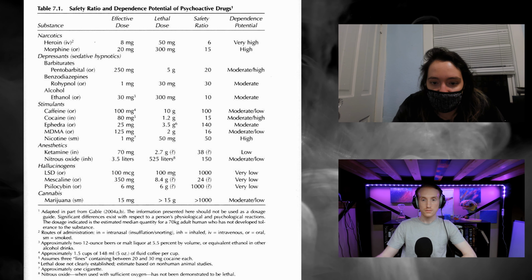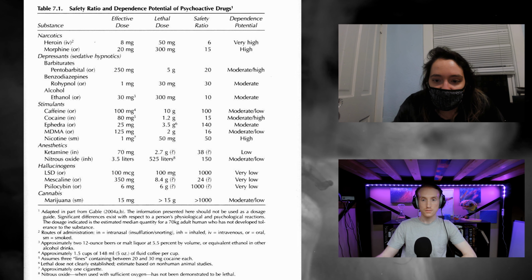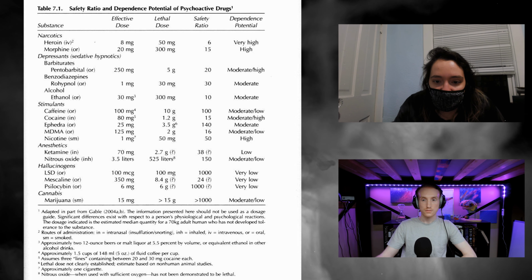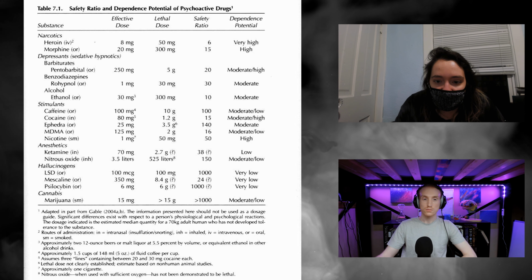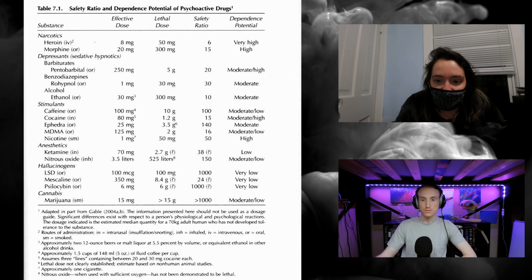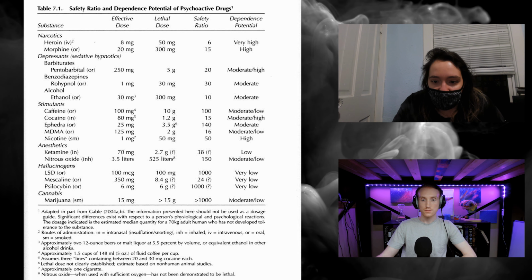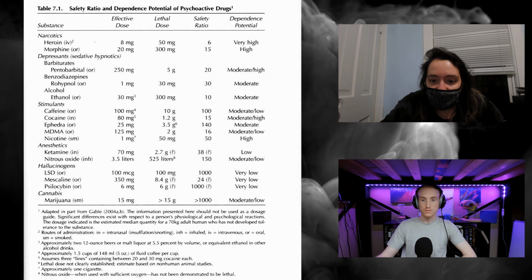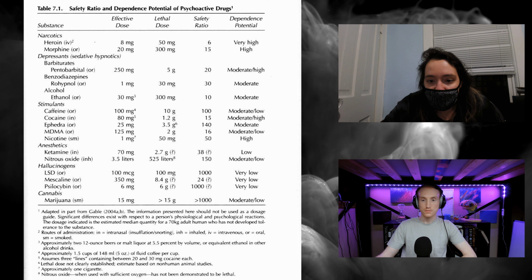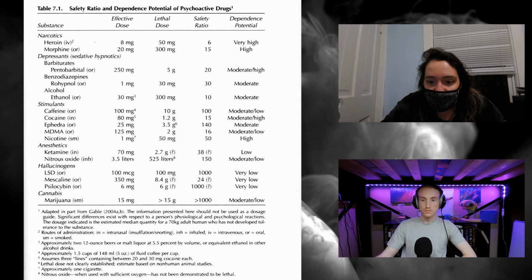Benzodiazepines, such as Rohypnol: the effective dose would be 1 milligram, the lethal dose would be 30, the safety ratio is 30, and dependence potential is moderate. With alcohol, ethanol: the effective dose is 30 milligrams, the lethal dose would be 300, and the safety ratio is 10. So dependence potential is moderate. Stimulants, caffeine: effective dose is 100 milligrams, the lethal dose is 10 grams, and the safety ratio is 100. So dependence potential is moderate to low.